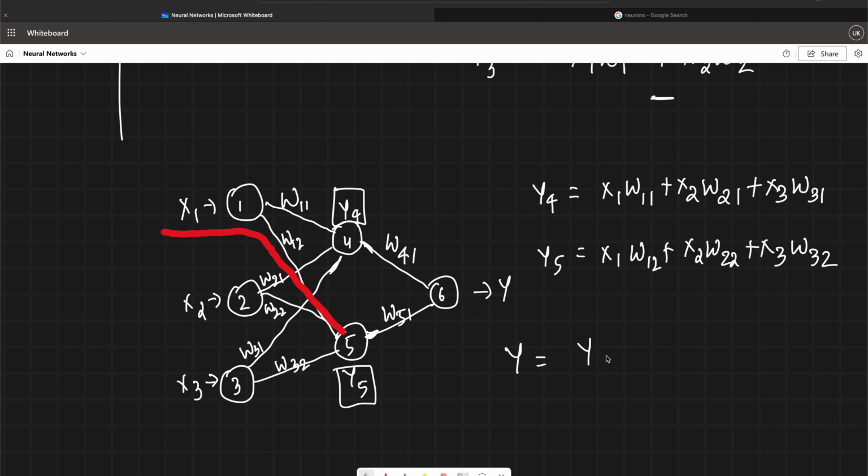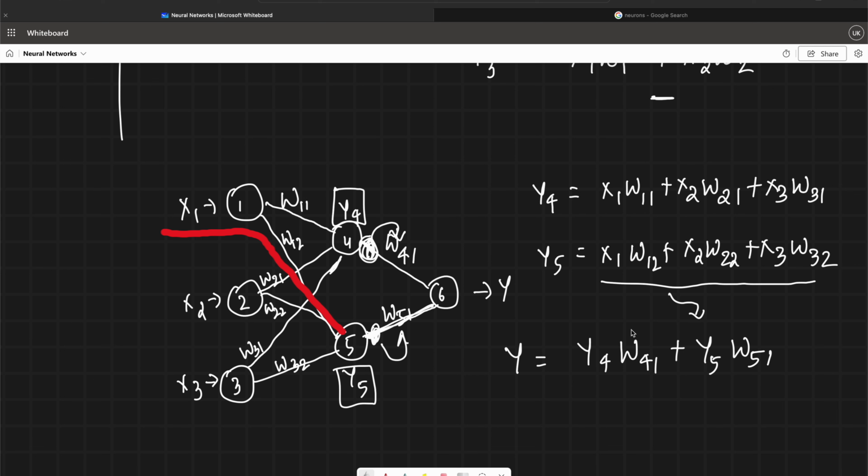That's going to be whatever was Y4 here, that gets multiplied with W41, plus whatever was Y5 here, it gets multiplied with W51. So Y5, whatever this comes out to be, is going to come here. Then it gets multiplied with its transactional weight while the data is being passed here. So that is W51. So this is your final Y value for this neuron.